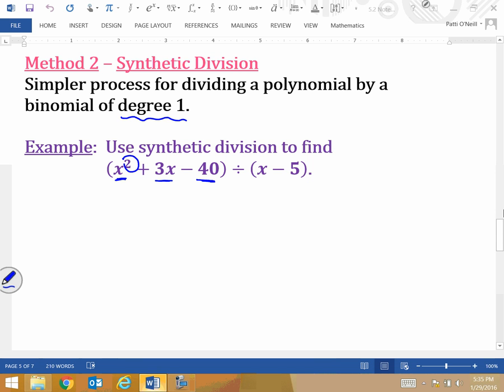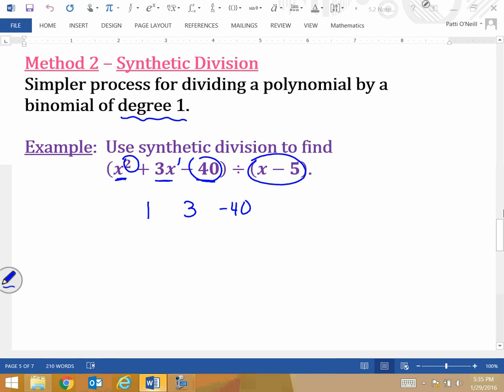So if our highest power is 2, we should have a coefficient for a power of 2, which in this case is 1. For a power of 1, in this case it is 3. For a power of 0 comes here, that's negative 40. If one of those is skipped, we're going to put a 0 in its place, just like I mentioned with long division.